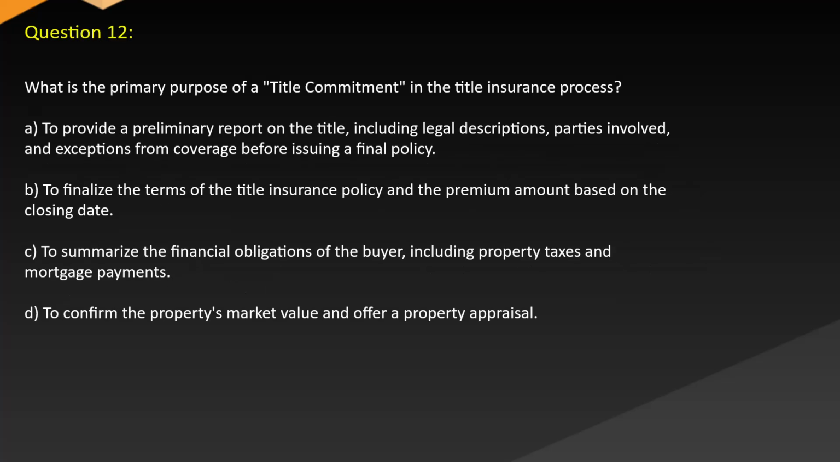Question 12. What is the primary purpose of a title commitment in the title insurance process? A. To provide a preliminary report on the title, including legal descriptions, parties involved, and exceptions from coverage before issuing a final policy. B. To finalize the terms of the title insurance policy and the premium amount based on the closing date. C. To summarize the financial obligations of the buyer, including property taxes and mortgage payments. D. To confirm the property's market value and offer a property appraisal.